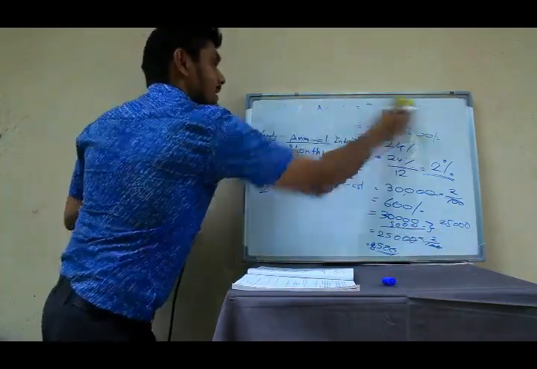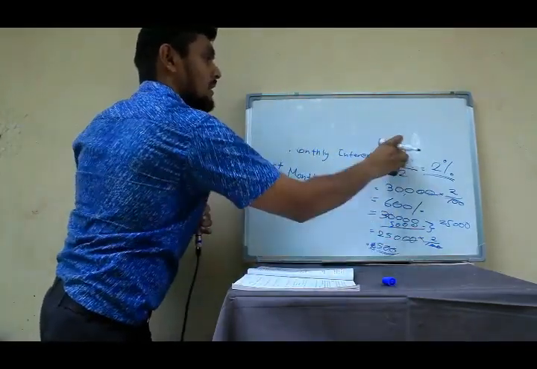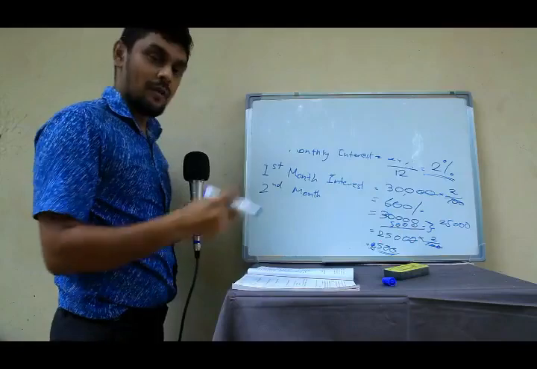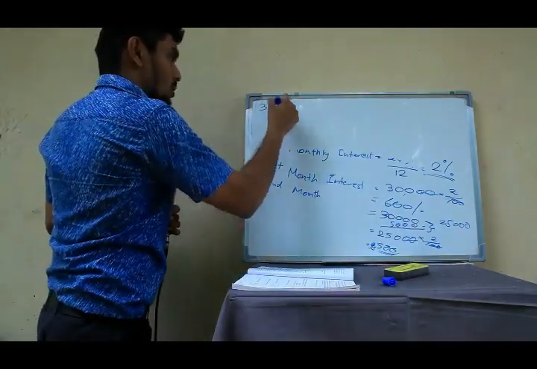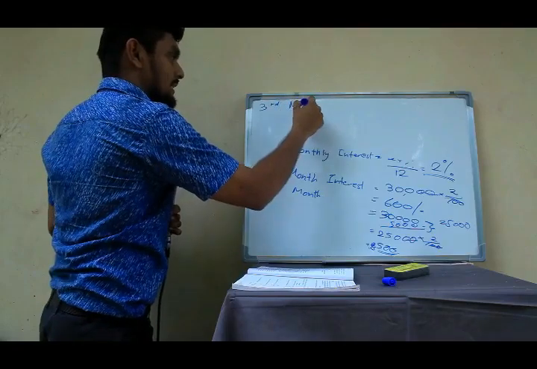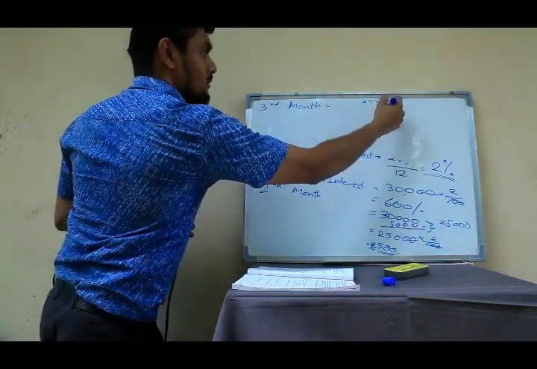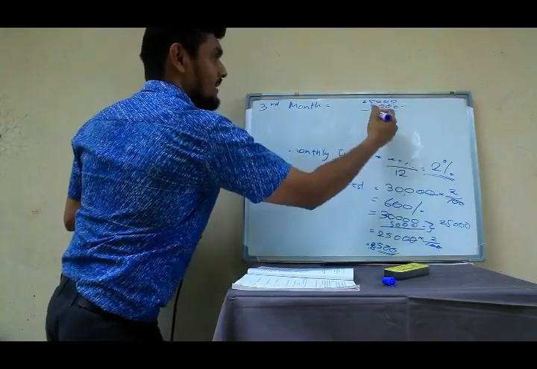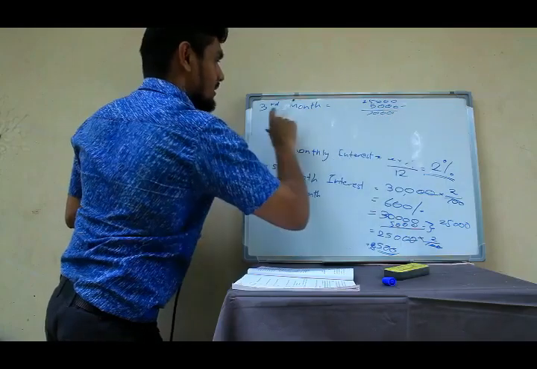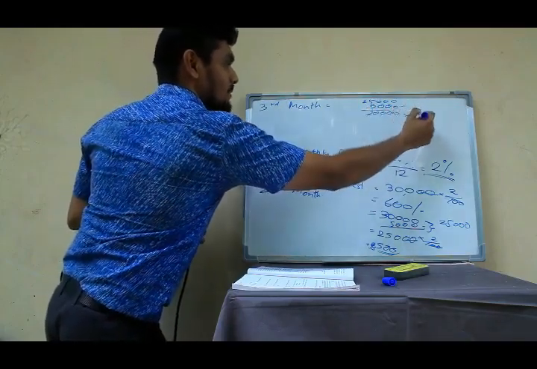Likewise, I will clean the board. You can find out by using that video clip. You can repeat it and find out. So for the third month's interest, you can find out here 25,000. We have to subtract another 5,000. Then for the third month you have 20,000.